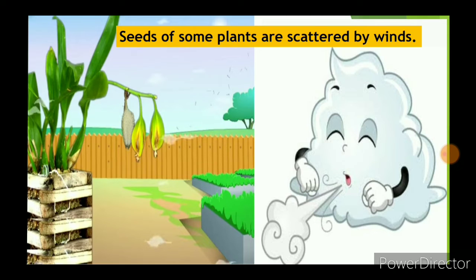Seeds of some plants are scattered by winds. As you can see in the picture, when the wind starts blowing, the seeds of some plants fall off and they start flowing away with the air or wind. When the wind stops, at that place the seeds settle down. They get mixed with the soil. And when water and sunlight fall on such seeds, a new plant grows in that place. In this way, winds help a new seed to grow into a plant.